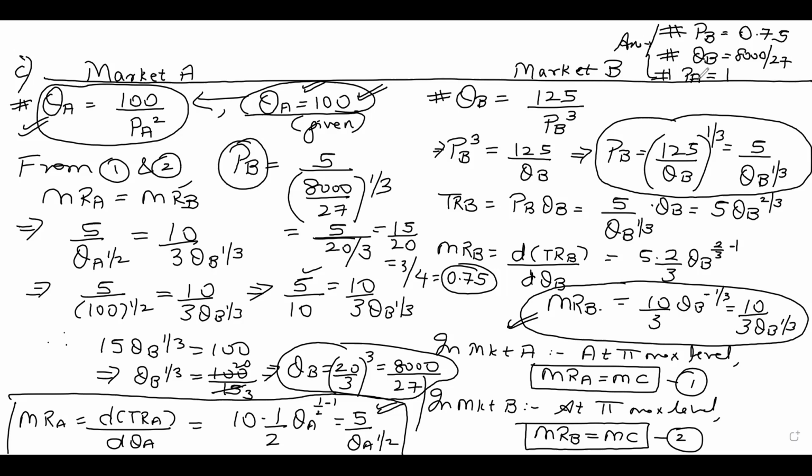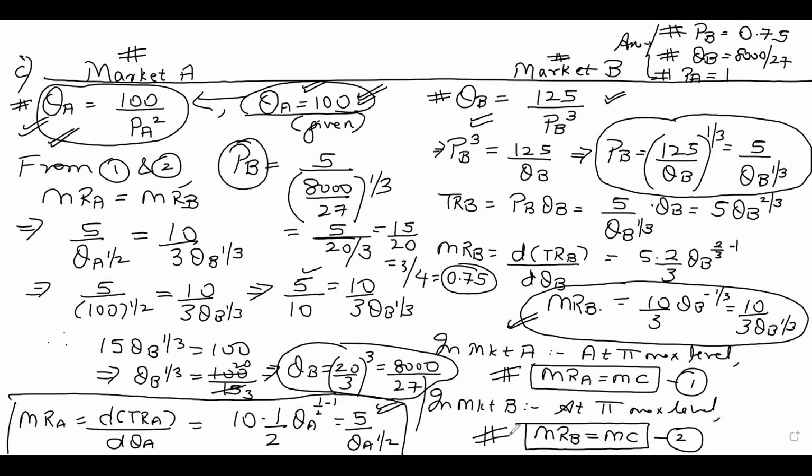So I hope all students attending this lecture have understood this for market A and market B. Okay, so I'm quickly revising. We were given the demand functions in both the markets. We were given that in market A, the monopolist is selling 100 units. So using that, I calculated the price in market A, which came out as 1. I found the marginal revenue in market A. I found the marginal revenue in market B. In market A, marginal revenue should be equal to marginal cost.